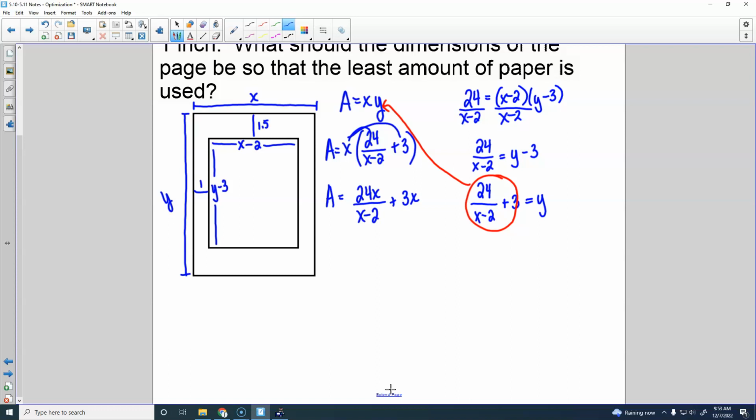I'm trying to decide whether I'd rather get common denominators first or just go ahead and take the derivative here. I'm inclined to just go ahead and take the derivative because 3x is easy to take the derivative of. So I think I'm going to do that. So if I'm taking my derivative, A prime would be, you've got to use quotient rule here: (x minus 2) times 24, minus 24x times 1, over (x minus 2) squared, and we'll just have a plus 3 over here.